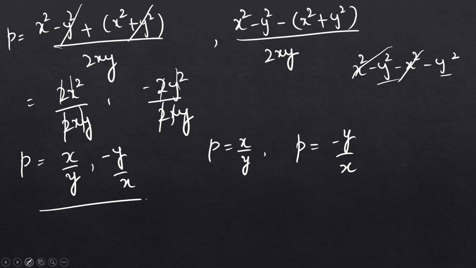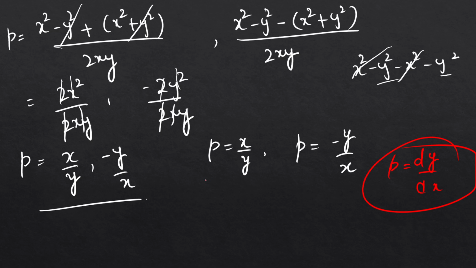As we know, what is the value of p? We know that p is equal to dy by dx. So it means that we will get two equations. If we solve these two equations, definitely we will get the answer. So firstly, here is dy by dx equal to x by y. Similarly, dy by dx equal to minus y by x. So again, we can use the variable separable method.